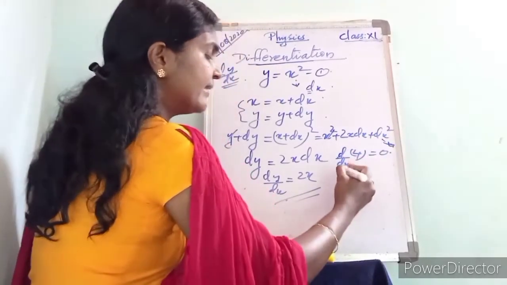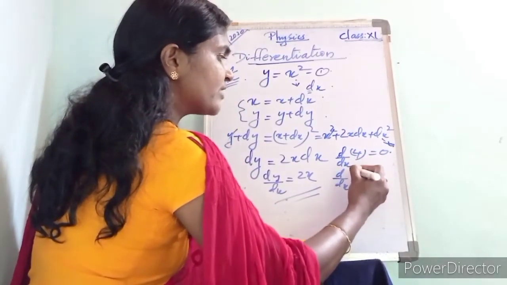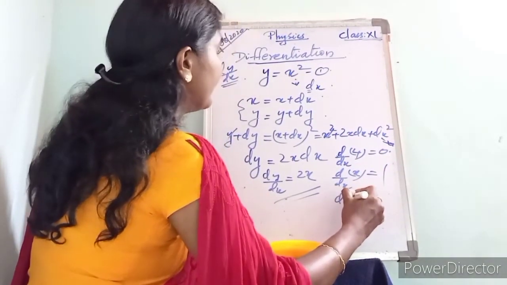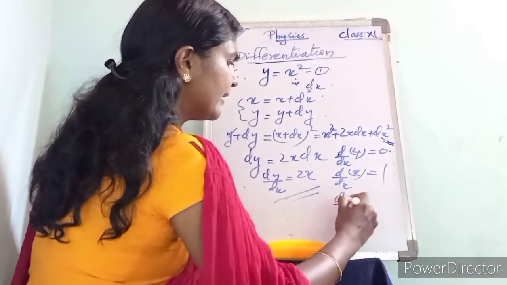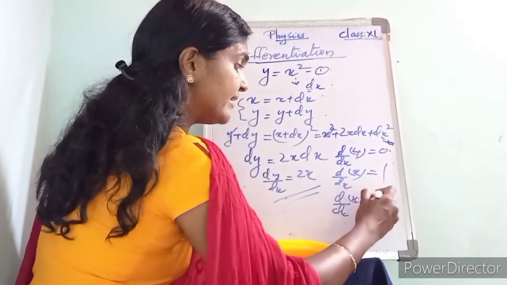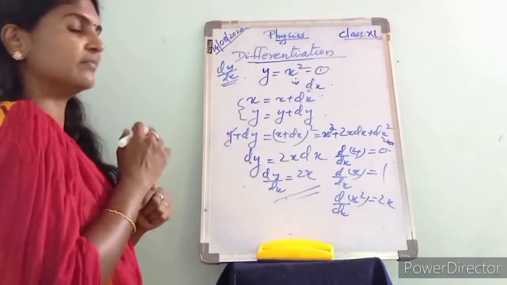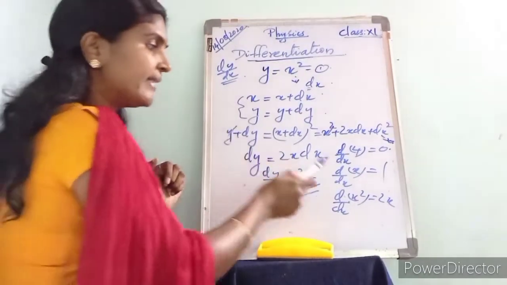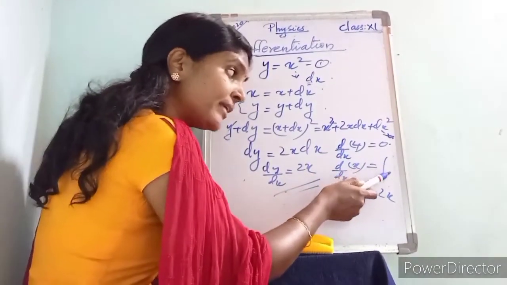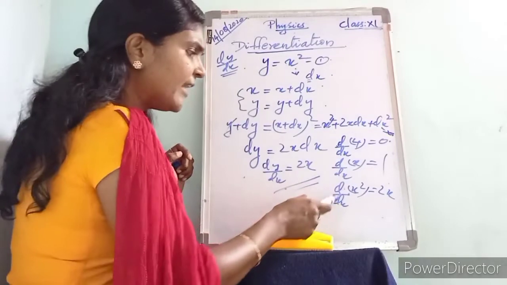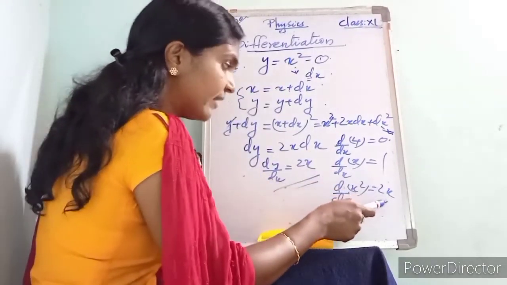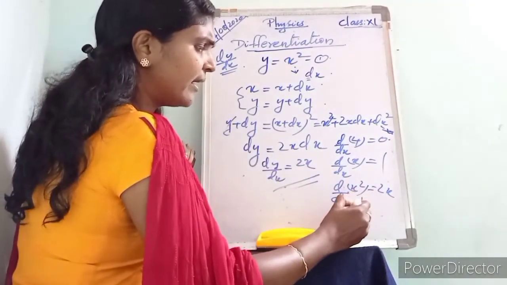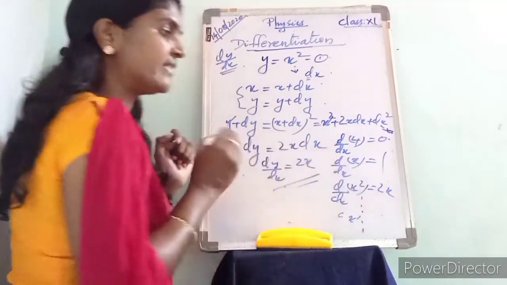The next, d by dx of x, that we got as 1. Here d by dx of x square, actually it is 2x we got. Okay, d by dx of a constant is equal to 0. Then d by dx of x is 1. And next, d by dx of x square, that we got as 2x. Okay, and next d by dx of x cube, like that it will continue.